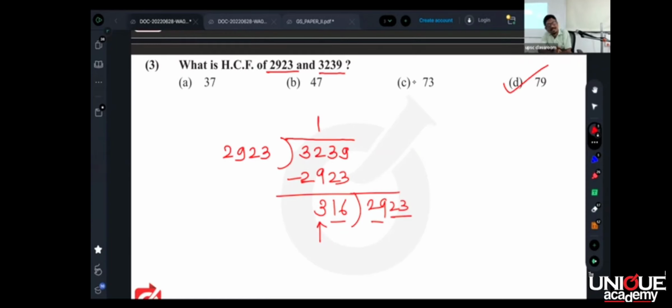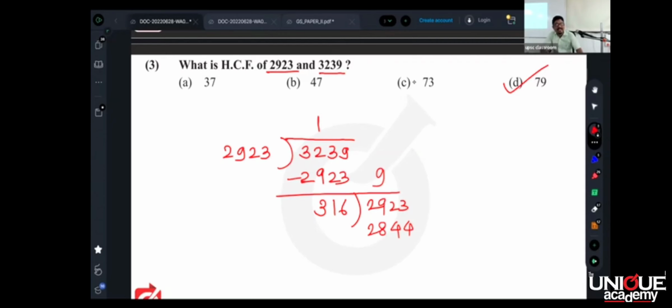So 3 nines are 27, and more directly, don't play with that 316 into 1, into 2, into 3 like that. Directly come to the quotient as 9. And listen, we discuss these things only to check what the quotient can be. So we have here 316 into 9 for a while. So 316 into 9, by chance it comes to 2844, which is less than 2923.